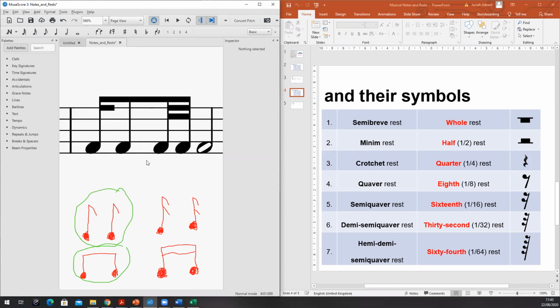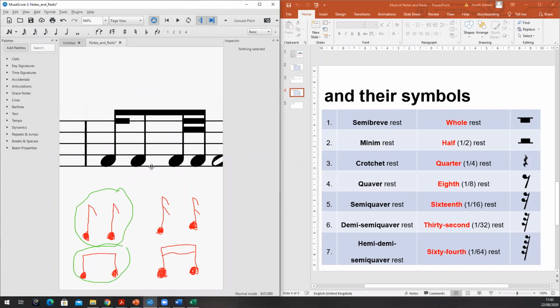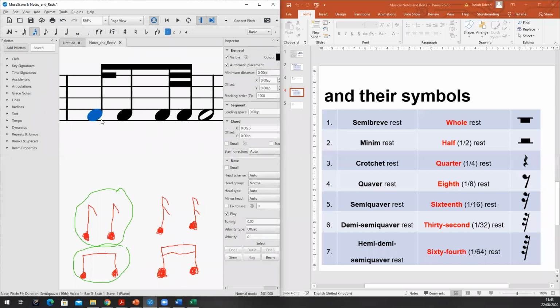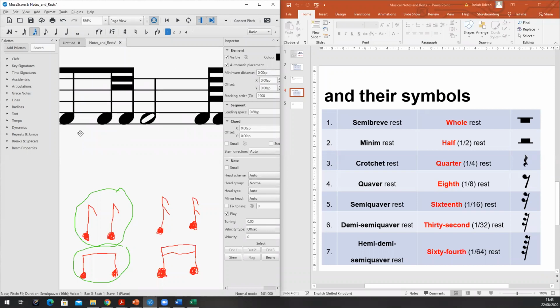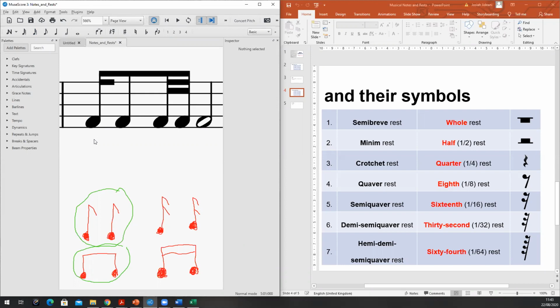Now let's go to this one. A little bit more complex, but don't worry, we take it one note at a time. One note at a time. Who can tell me, Dunsin, what is this first note? It says semiquaver. Correct. It's a semiquaver. What is the equivalent rest? It is a 16th rest. A 16th rest. Correct. And you can see what the 16th rest looks like here.